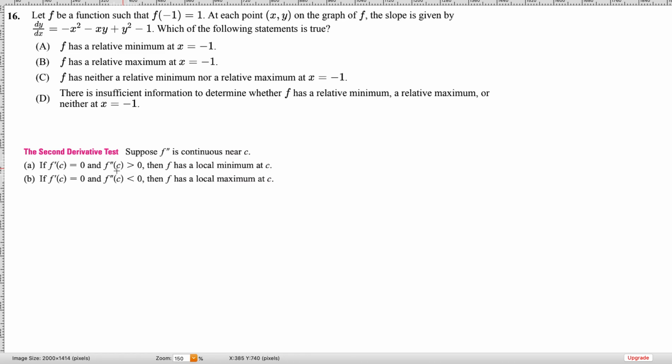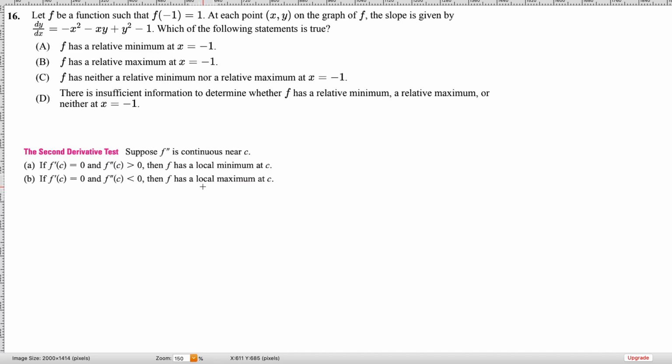Here, we're going to use the second derivative test. Now, what the second derivative test is and why does it make sense? Let's first get an idea of what it says. It basically says that if the derivative at that point equals 0 and f double prime is positive, then f has a local minimum at c. And if the derivative is 0 and the second derivative is negative, then f has a local maximum at c.